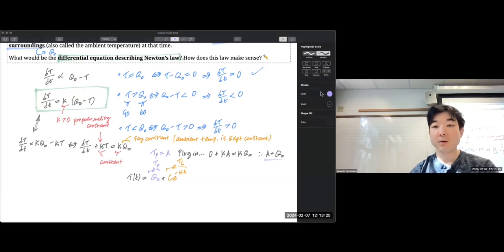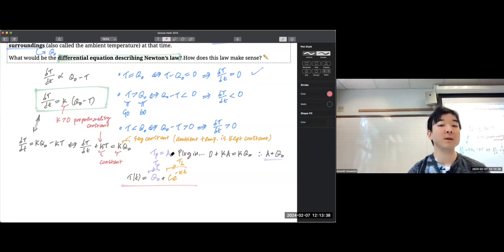And this is your general solution to this problem. Assuming, and this is a big assumption, we're assuming this Q naught is constant. That's the only way we were able to say that the particular solution form was also a constant A. So this is the general solution.